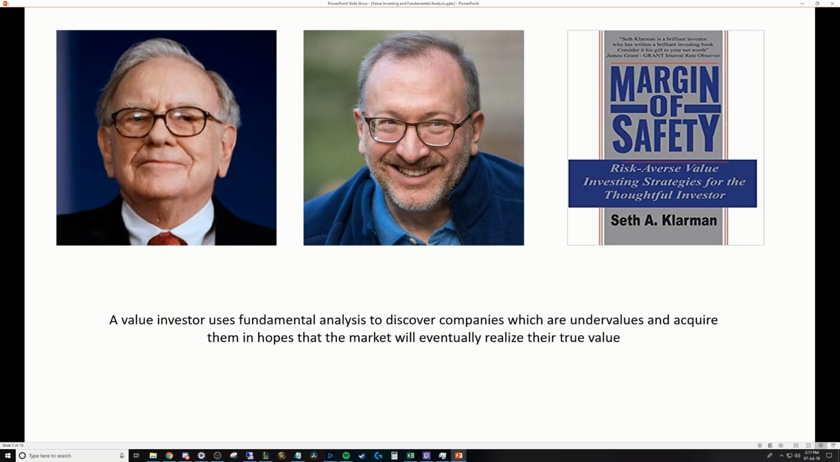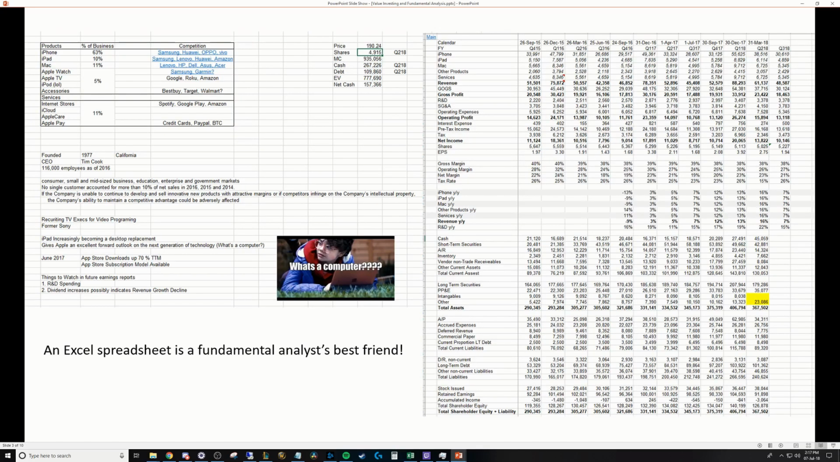In a sentence, a value investor uses fundamental analysis to discover companies which are undervalued and acquire them in hopes that the market will eventually realize their true value. Let's break this down. Fundamental analysis involves creating a holistic view of a company. So you're analyzing their balance sheets, their income statements, cash flows, leadership, product pipeline, etc. The aim is simply to figure out what the company is worth, which of course is much easier said than done. A large corporation is very complex and difficult to model accurately, but you do the best you can.